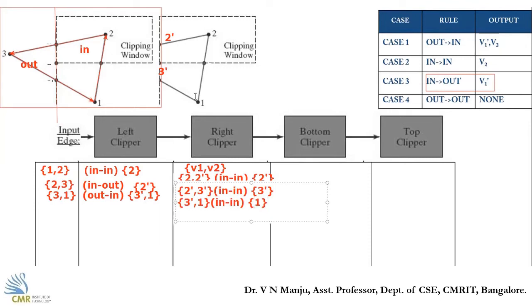Okay, what is the next point? 1 to 2. I can write it as 1 comma 2. It is again in to in, so it just stores the second vertex. 2 is the second vertex. Clear with that? So this is how we go for the right clipping. After the right clipping, it is the same thing. We didn't get any new vertex.